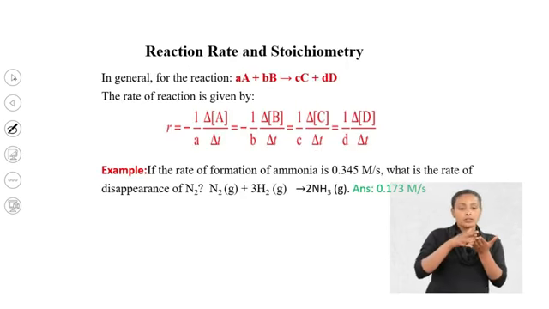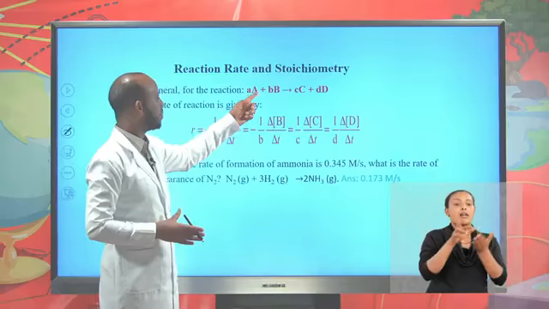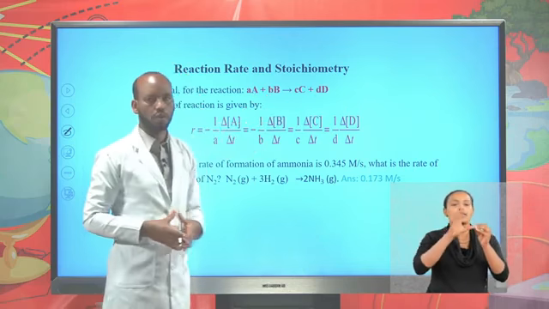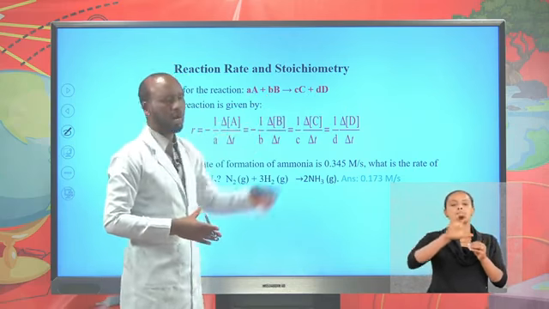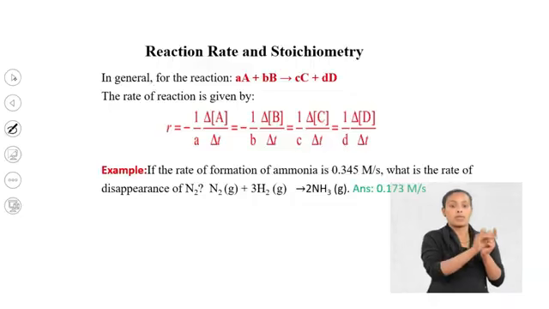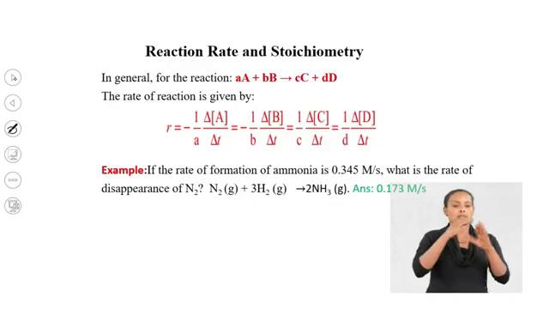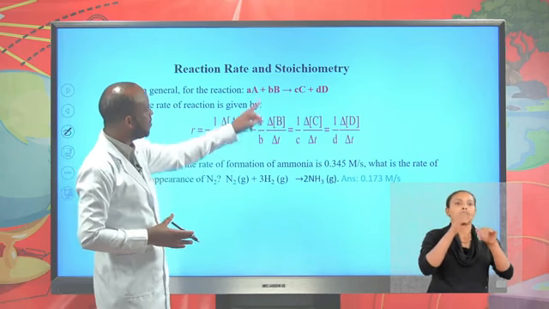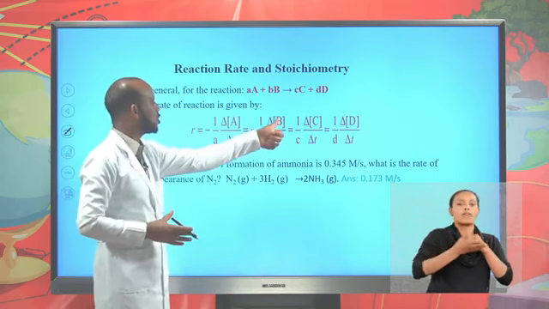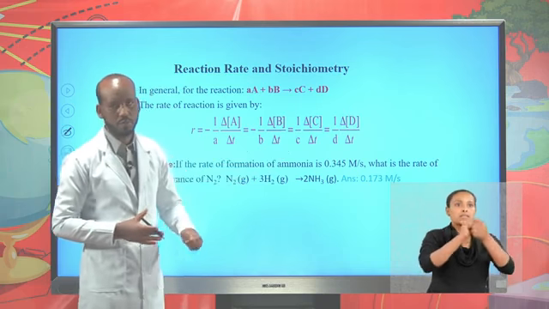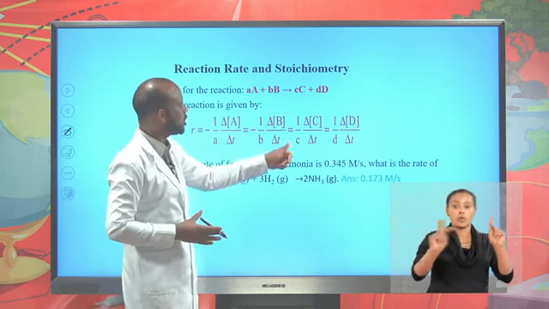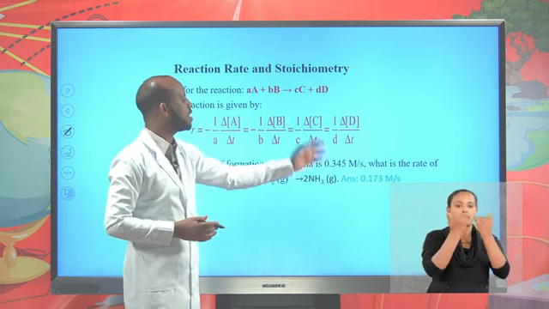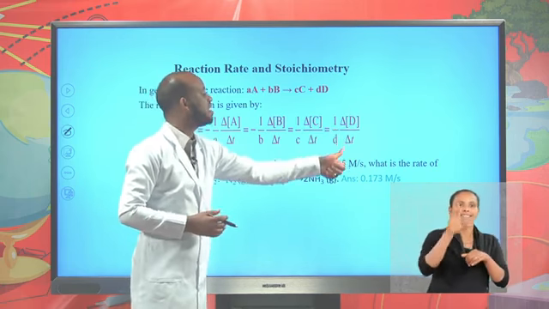Reaction rates and stoichiometry. In general, for the reaction aA plus bB to form cC plus dD, where a, b, c, and d are stoichiometric coefficients, the rate of the reaction is given by, in terms of reactants, rate equals minus 1 over a change in concentration of A divided by change in time, equals minus 1 over b change in concentration of B divided by change in time, equals, in terms of product, 1 over c change in concentration of C divided by change in time, equals 1 over d change in concentration of D divided by change in time.